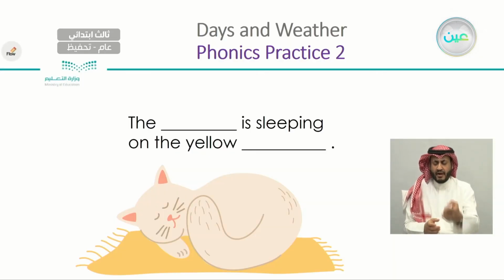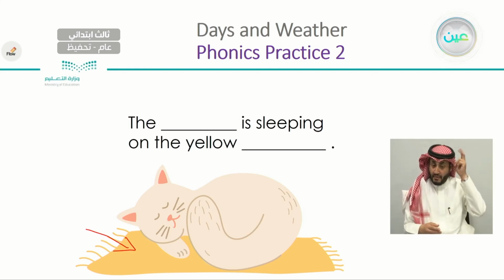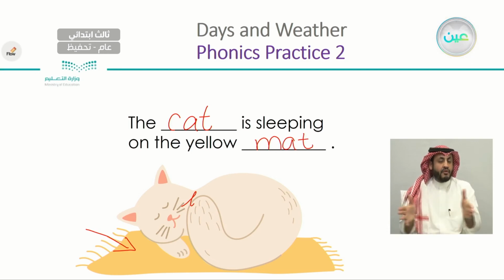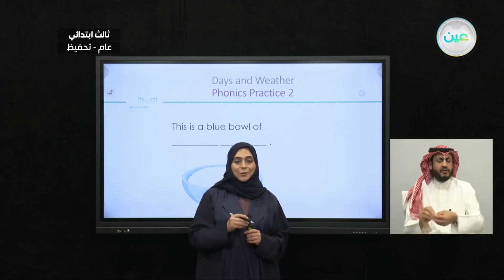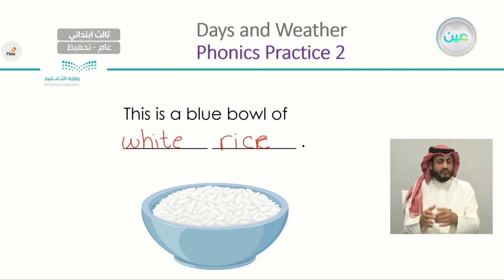Now here's a picture of the cat sleeping on the yellow mat. So this is a picture of a cat. Excellent. The cat is sleeping on the yellow mat. Cat and mat both have short A sounds. This is a blue bowl of, what is this a bowl of? Rice. What color is it? White. Excellent. So this is a blue bowl of white rice. The word white has a long I, right? Just like the word rice. Excellent. Rice.